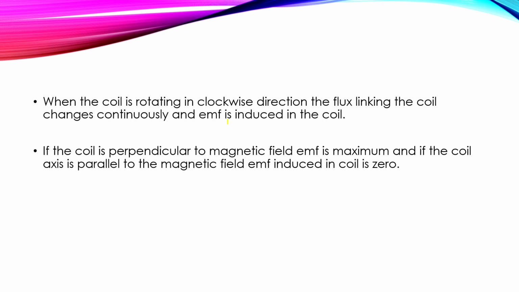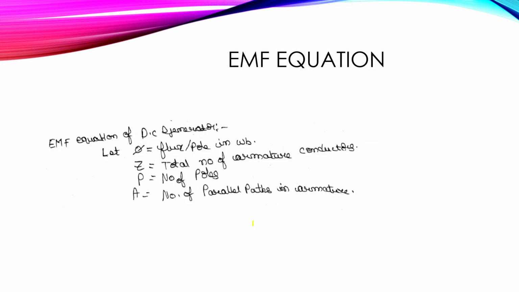From this we can conclude that when the coil is rotating in the clockwise direction, the flux linking the coil changes continuously and EMF is induced in the coil. If the coil is perpendicular to the magnetic field, maximum EMF will be induced, and if it is parallel to the magnetic field, the EMF induced will be 0. So this is the operation of a DC generator.